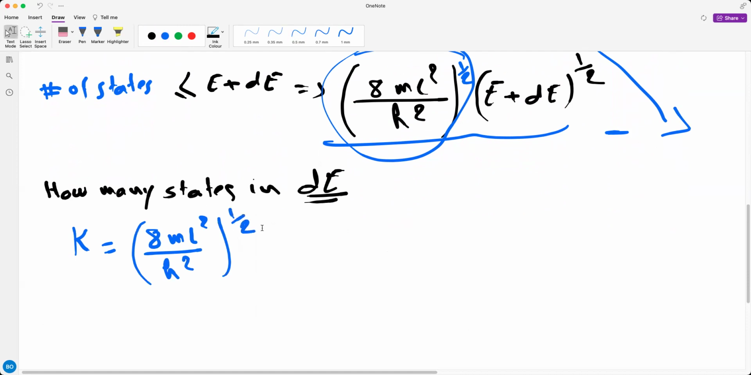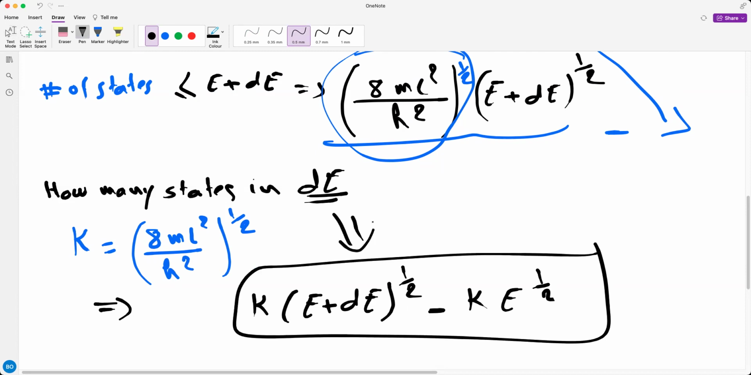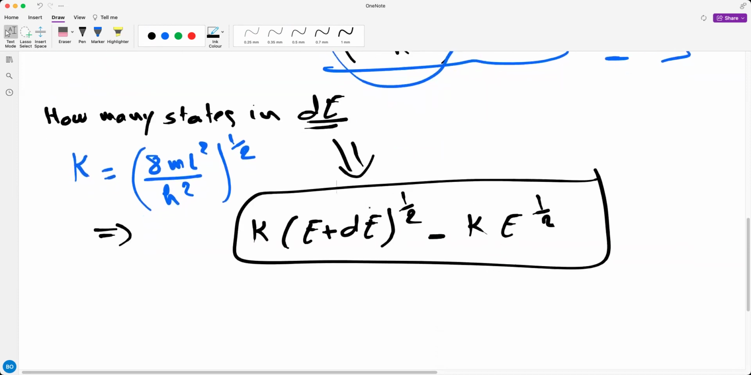So what I am trying to do is the following: K times (E plus dE) to the power of 1/2 minus K times E to the power of 1/2. This is the number of states that we can find in a band dE.